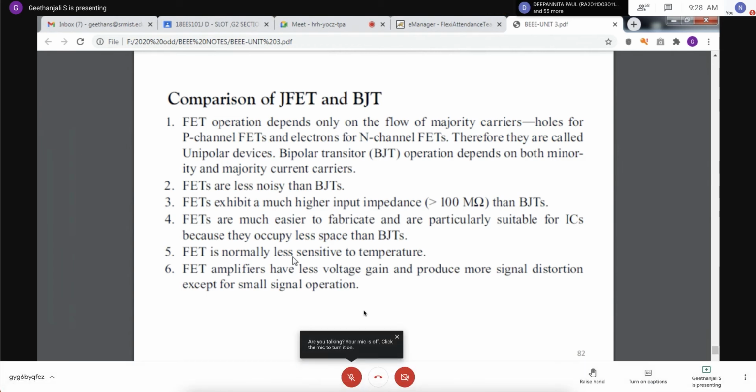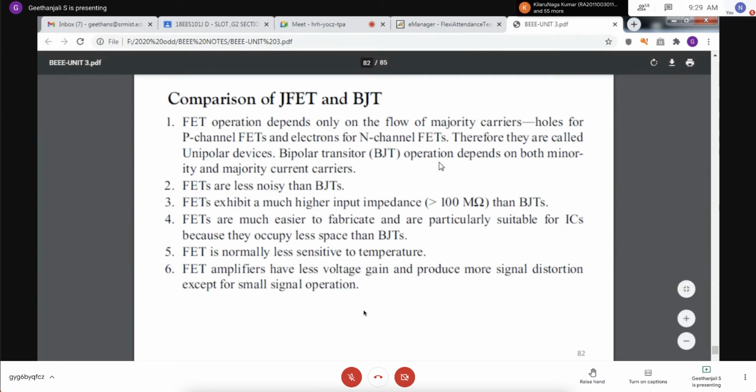FETs are less noisy than BJTs. FETs exhibit much higher input impedance, greater than 100 megaohms, than BJTs. FETs are much easier to fabricate and are particularly suitable for ICs because they occupy less space than BJTs. Then the fifth point is, FET is normally less sensitive to temperature. The sixth one is, FET amplifiers have less voltage gain and produce more signal distortion except for small signal operation.